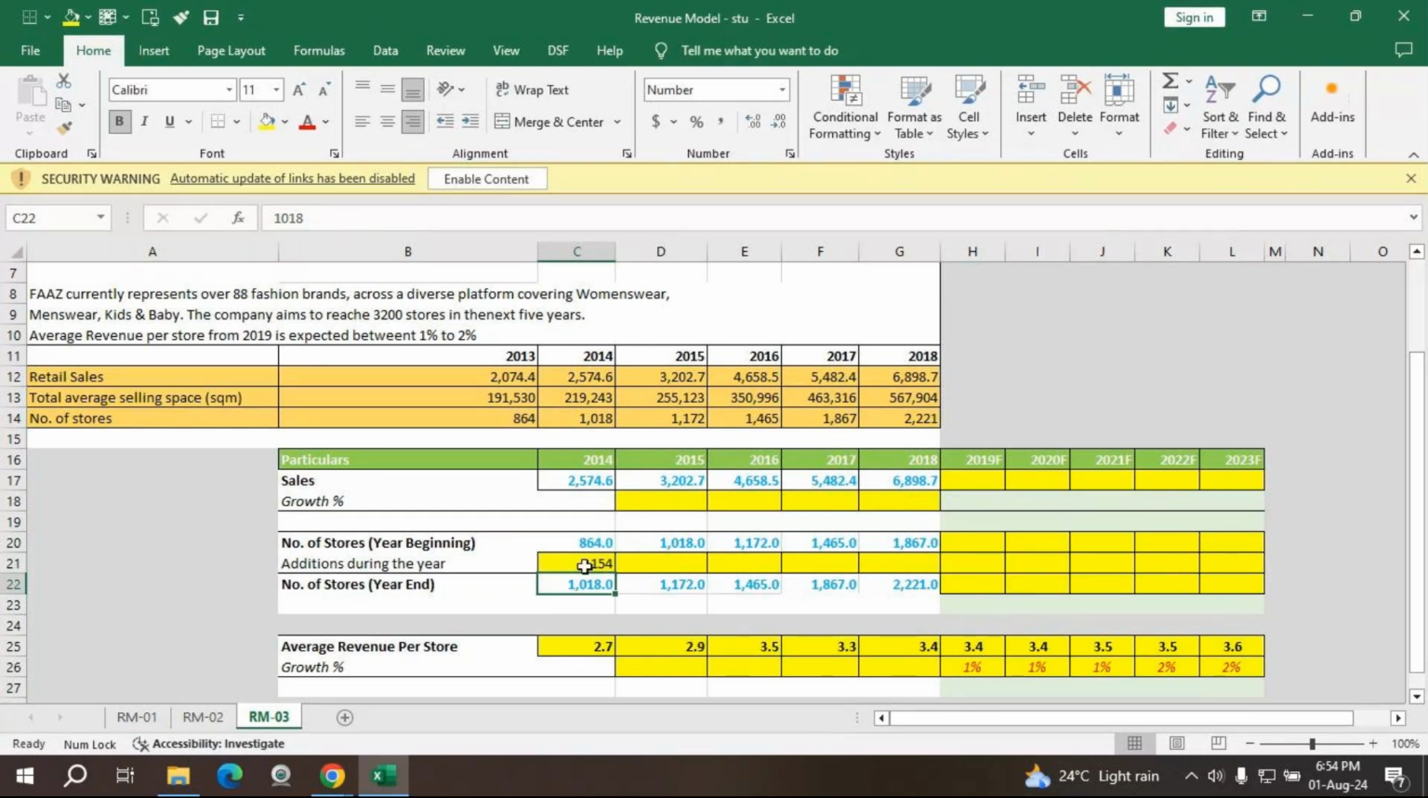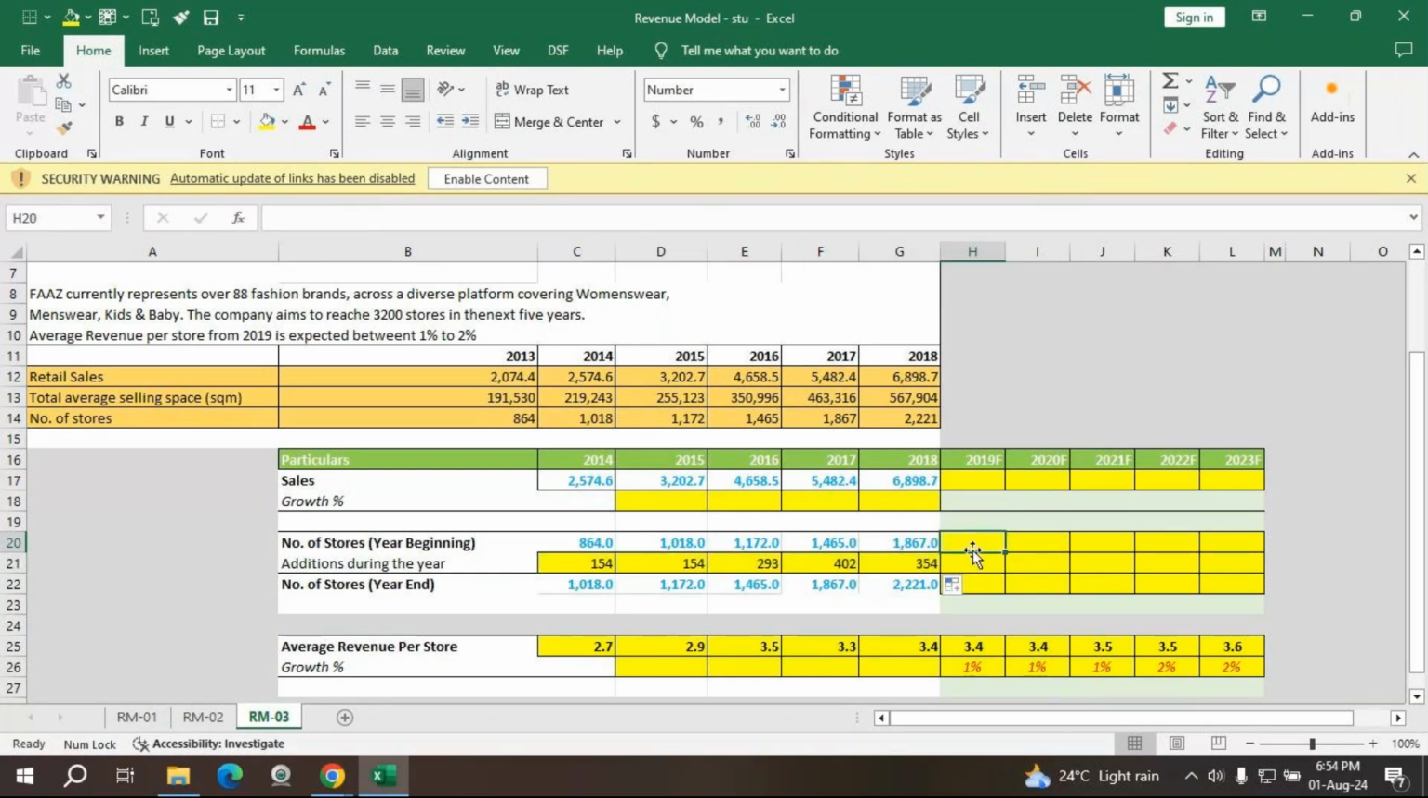Equals, so this is the greater value minus the year beginning. Okay, so I'm going to come and drag this. So this is how the addition of stores has happened here.